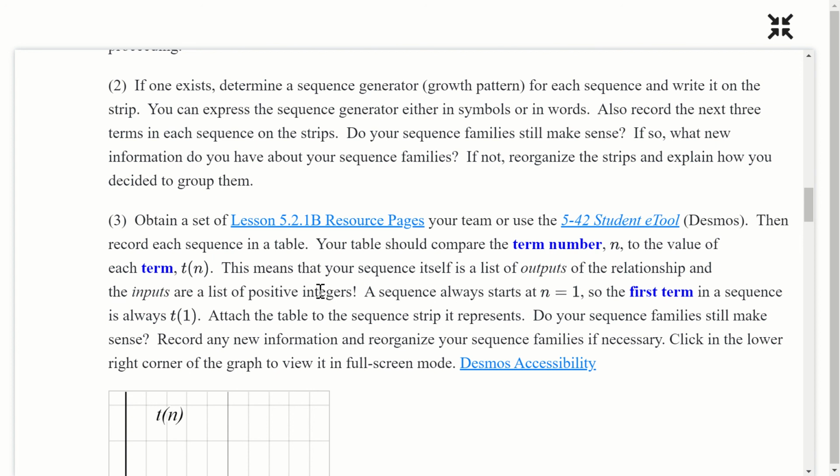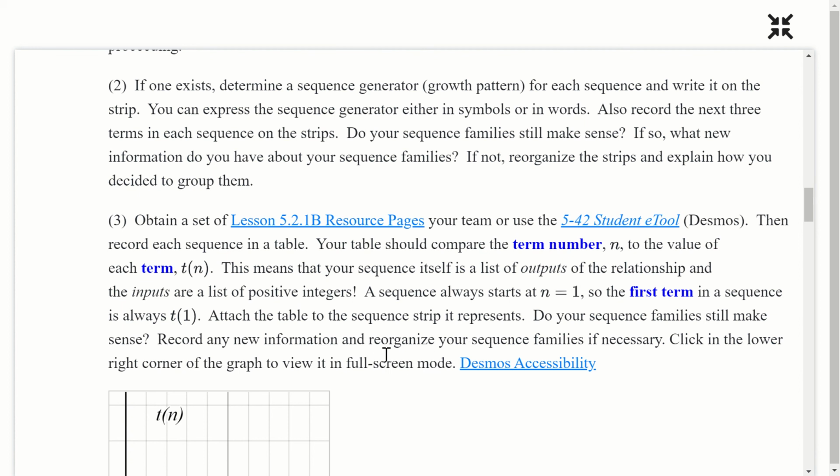So this is important. In fact, they used an exclamation mark here. What are the inputs to the sequence? A list of positive integers. And actually, I think it should start with 1, right? Oh, it says this: the sequence always starts at n equals 1. So the first term in a sequence is always t of 1. Attach the table to the sequence strip it represents.